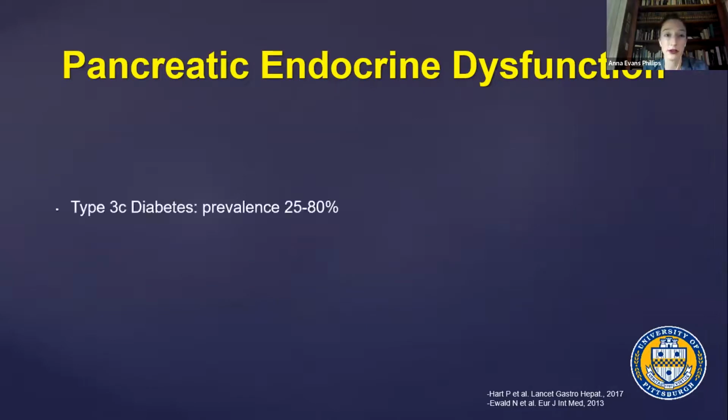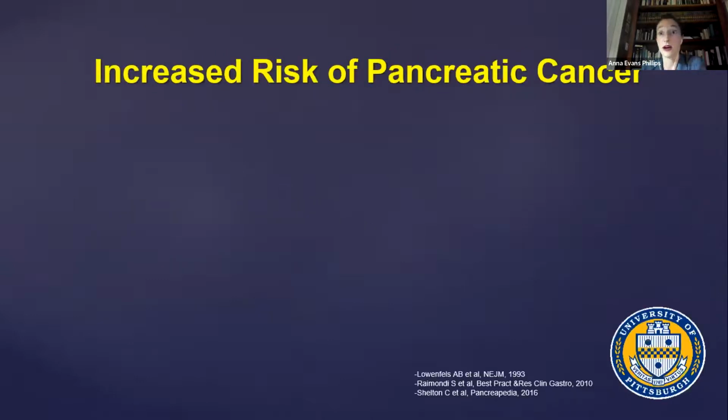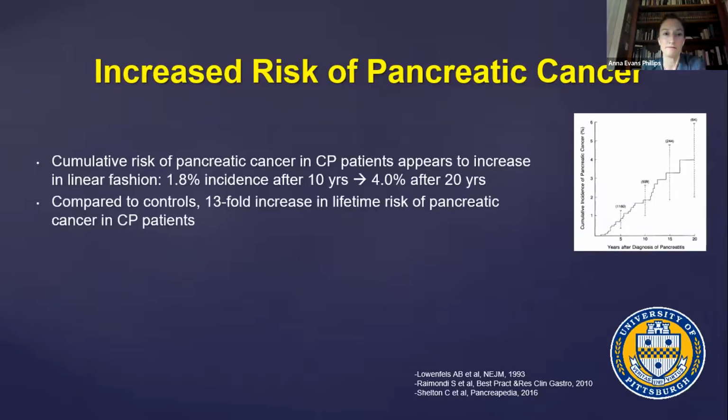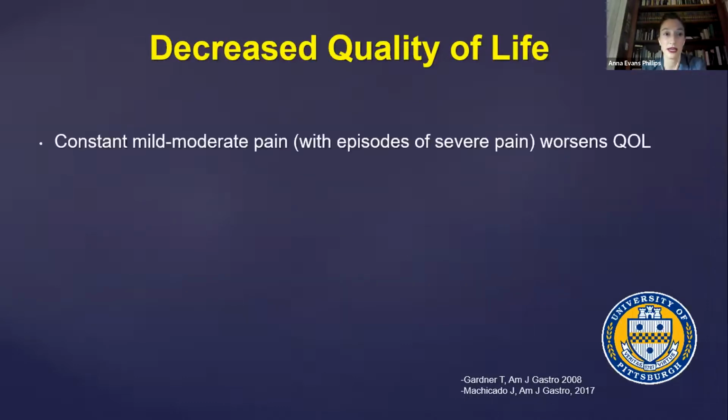Now, pancreatic endocrine dysfunction is diabetes, and this is commonly known as type 3C diabetes, which we know has a very wide range in estimated prevalence, but we see increased risk with increased duration of disease. And I will say that there is a lot of ongoing research currently with specific interest in trying to understand more about this. I mentioned already the increased risk of pancreatic cancer in this patient population, which is an important potential complication for this disease.